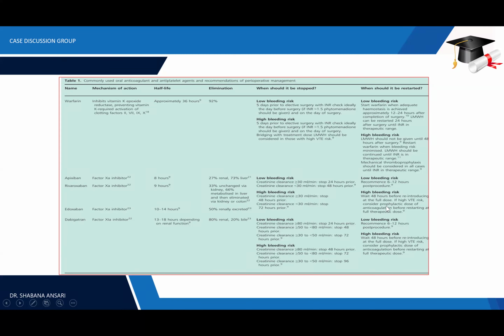Now, if there is still bleeding risk, right? And also there is risk of thrombosis. So we will consider the prophylactic dose of anticoagulation. So heparin can be given, but only the prophylactic dose before restarting the therapeutic dose. Fine? Okay. Now, regarding the dabigatran, here it's going to be different.